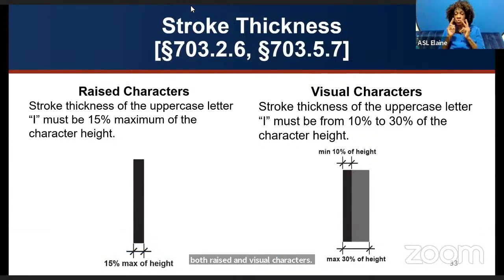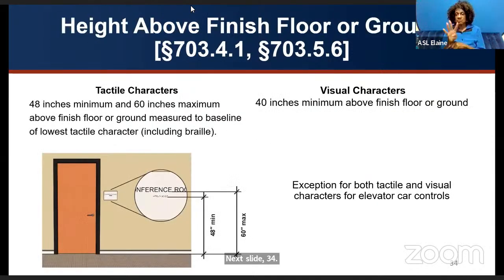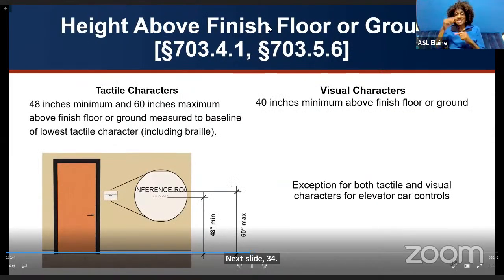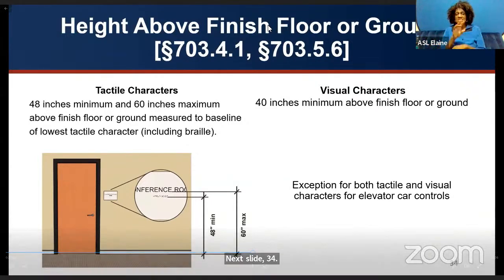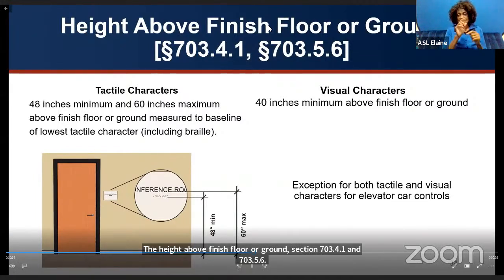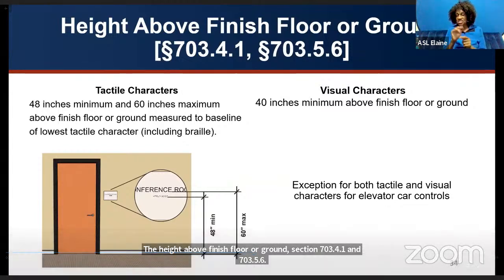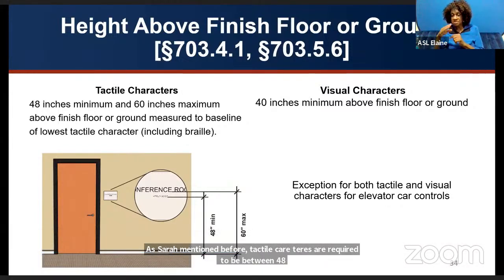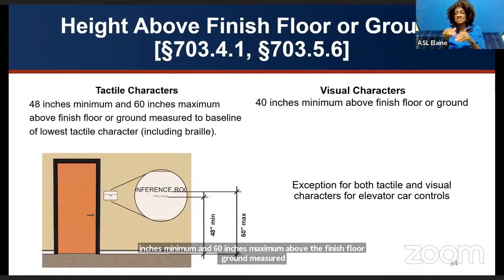Next slide, 34. The height above finished floor or ground, section 703.4.1 and 703.5.6. As Sarah mentioned before, tactile characters are required to be between 48 inches minimum and 60 inches maximum above the finished floor or ground, measured to the baseline of the lowest tactile character, including Braille. So wherever the baseline of your Braille is, has to be 48 inches minimum.